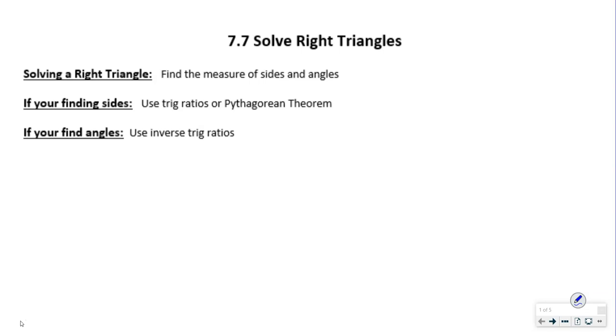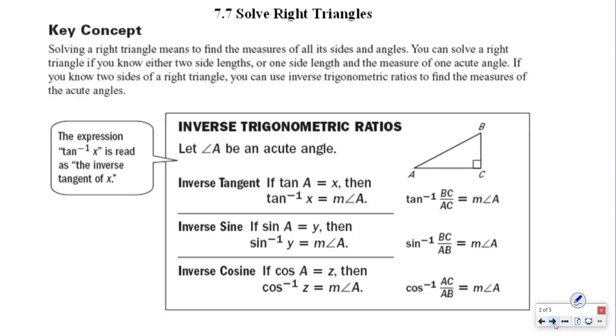of one acute angle. If you know two sides of a right triangle, you can use inverse trigonometric ratios to find the measures of the acute angles. So finding angles, we're going to have to use inverse trig ratios. So let's talk about those. So your inverse trig ratios.